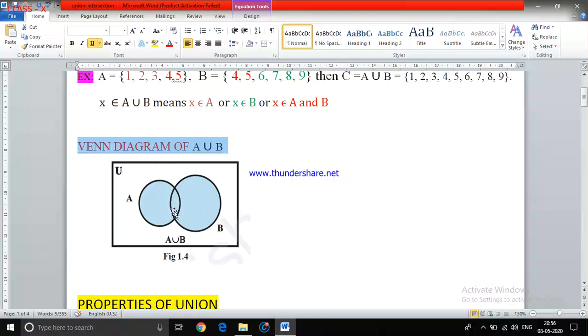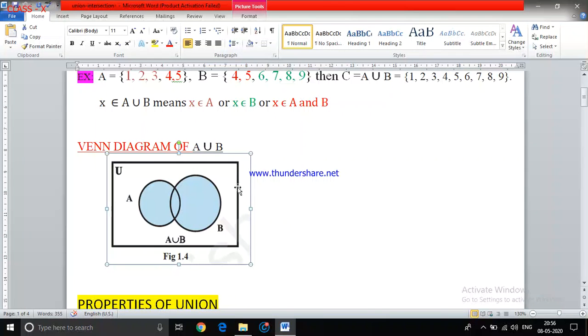Now you may ask why they are intersecting. It is intersecting because there are some elements common between A and B, like 4 and 5 here. If you see this set, 4 and 5 and 4 and 5 as in red color, those are the common elements of A as well as B. So those common elements will come in between, in the intersection. Okay, so this is the Venn diagram of A union B.